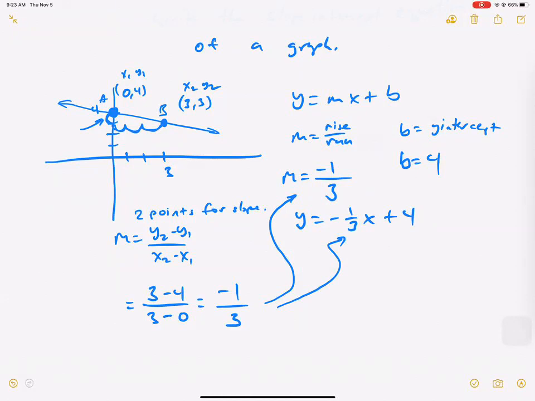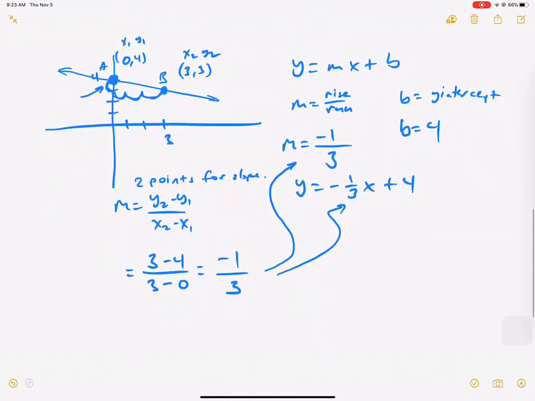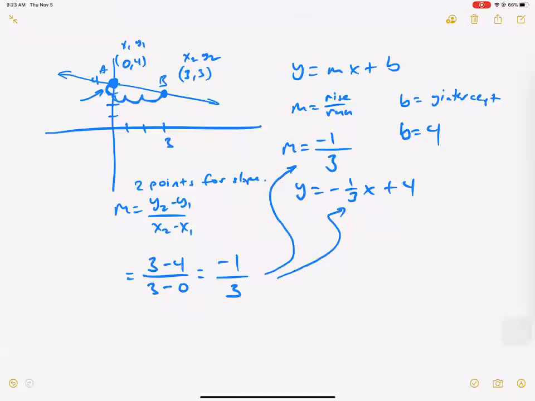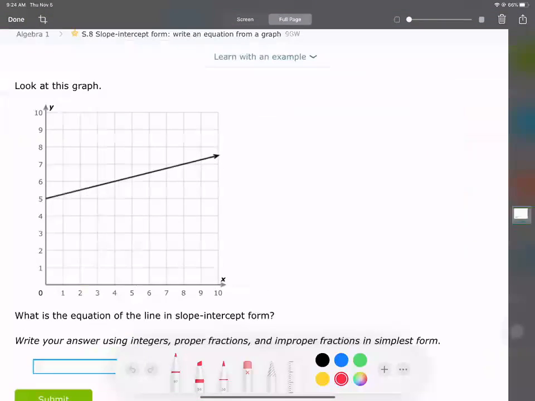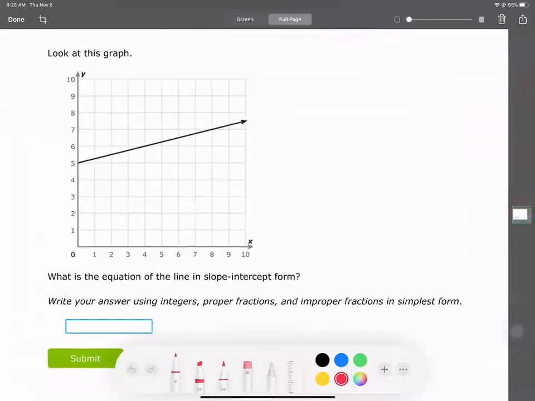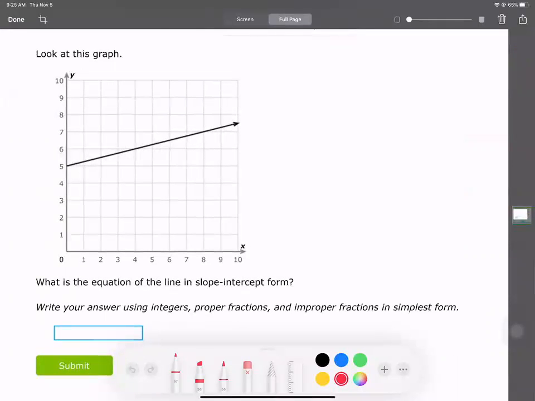All right, let's do this again. Actually, let's pull up the IXL today and see what that looks like to show you it's not that hard. So here's an example from IXL, one of the easy ones. They said, look at the graph. What is the equation of the line in slope-intercept form? Write the answer using integers, proper fractions, and improper fractions. Okay. So let's write our slope-intercept form. That's y equals mx plus b. The more you write it, the more you know it. You can't say you can learn something without practice.